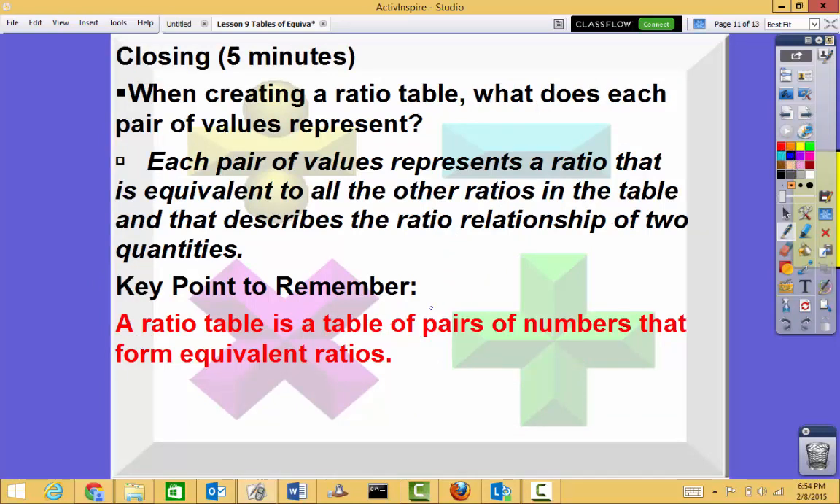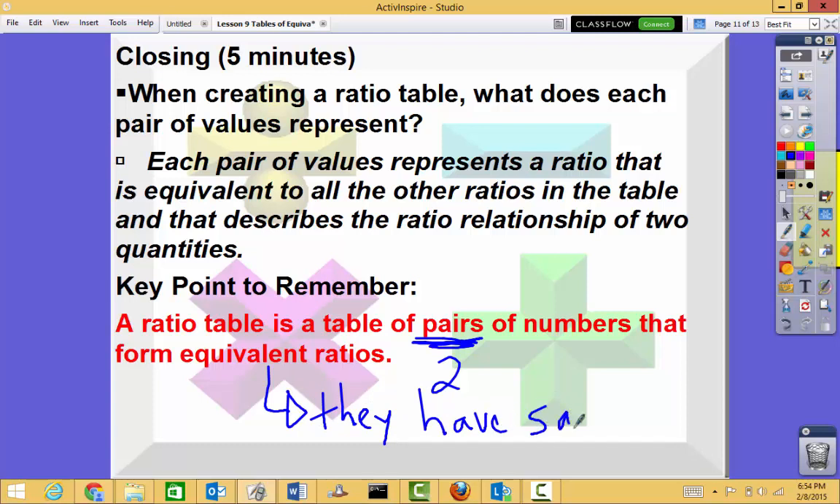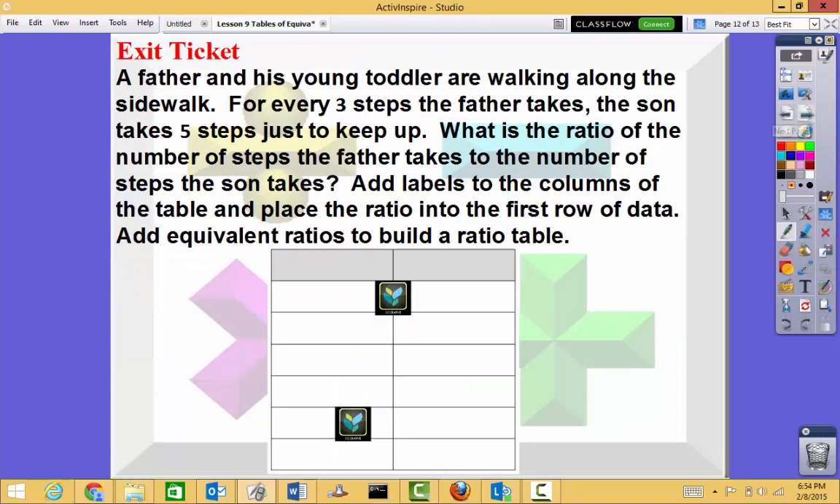A ratio table is a table of pairs of numbers. Pairs meaning 2. It's a table of pairs of numbers that form equivalent ratios. And how do we know that they are equivalent ratios? They have the same value. Please remember that. If ratios have the same value, they are equivalent. Remember that value is a fraction in simplified form. Okay, this is going to be your exit ticket.